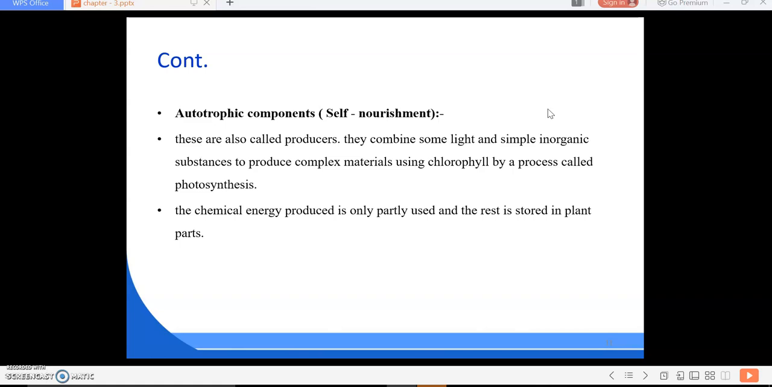So mainly the plants use the sunlight and simple inorganic substances and produce complex materials using chlorophyll, in a process called photosynthesis. Previously we have studied that plants produce food by the photosynthesis process. And the chemical energy produced is only partly used and the rest is stored in our plant parts.